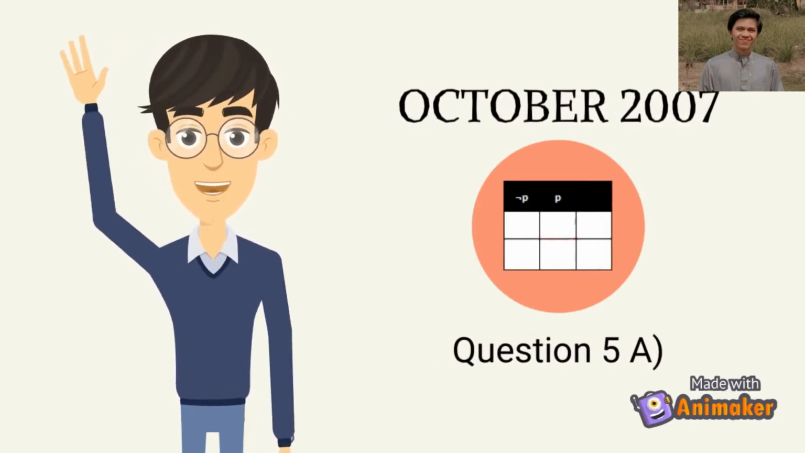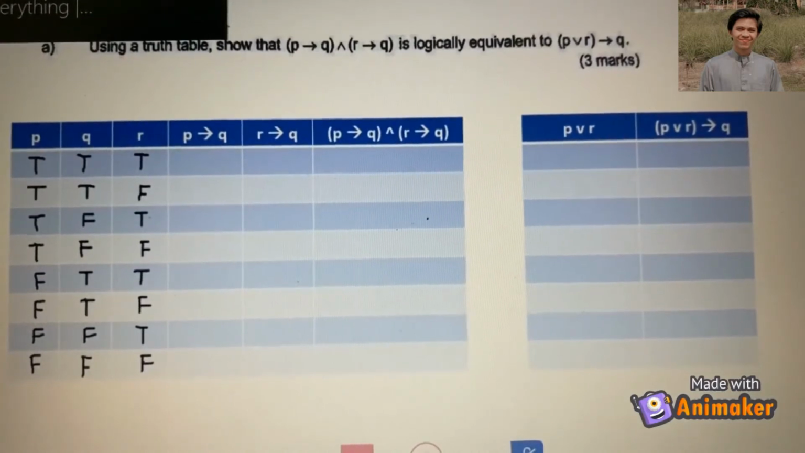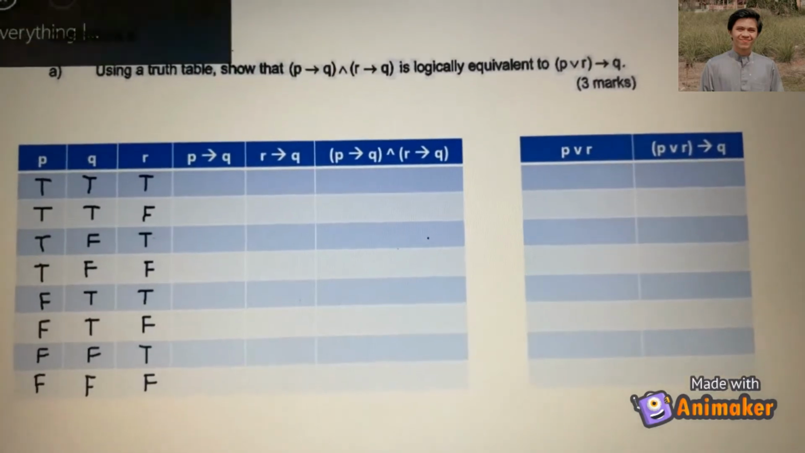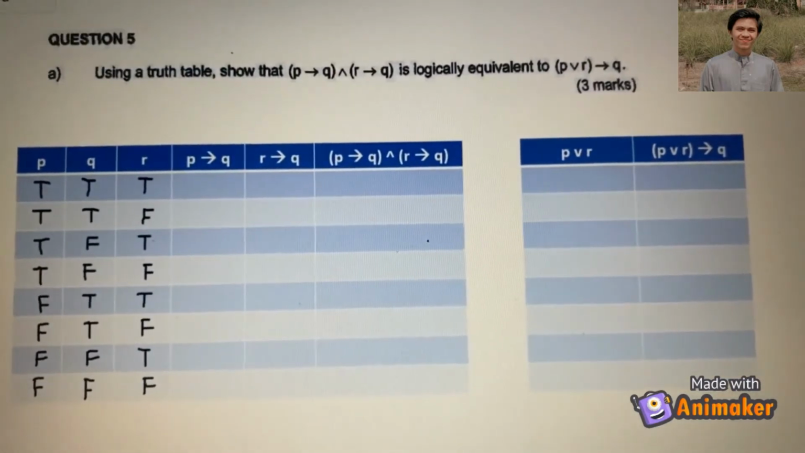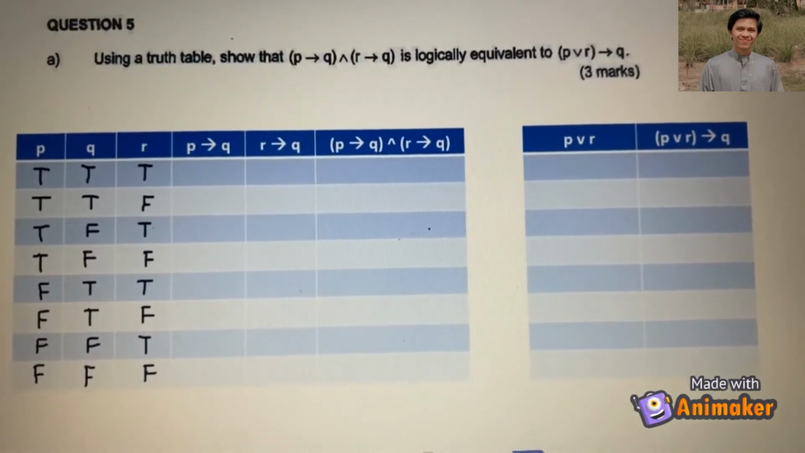For today, I choose question part A from past year October 2007. Okay, as you can see here, I already insert a true-false statement in the P, Q and R. Okay, let's start from here. P and Q. P is Q. Okay. You must read the P first and then Q.